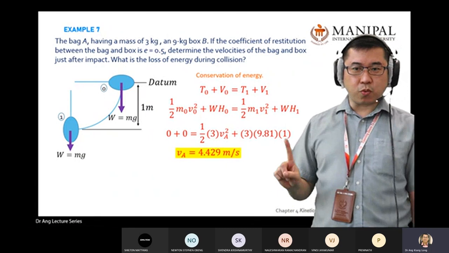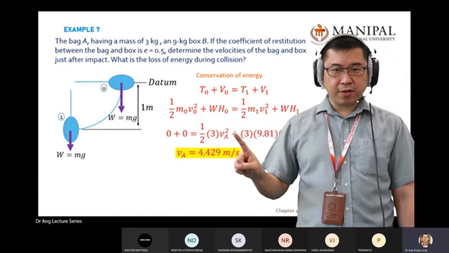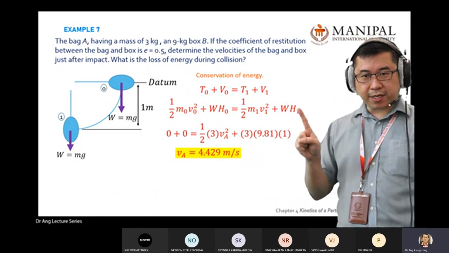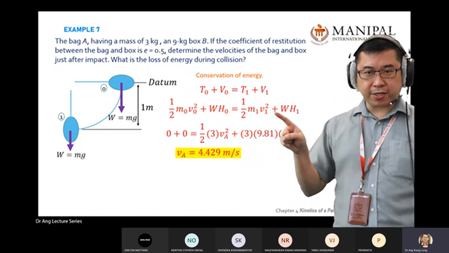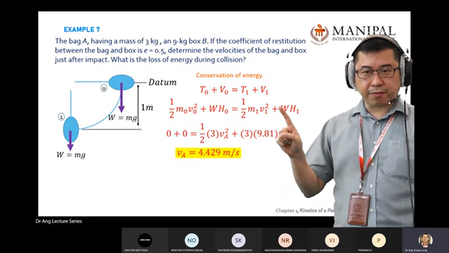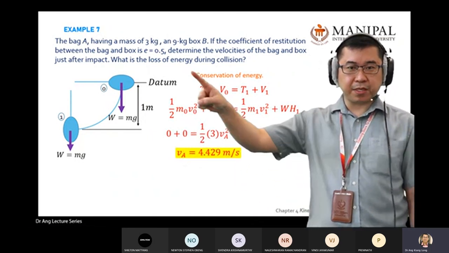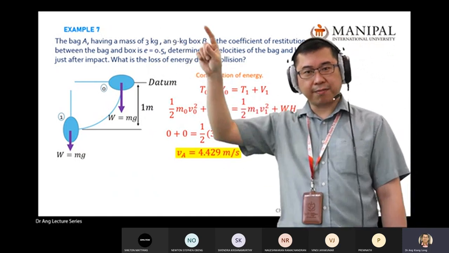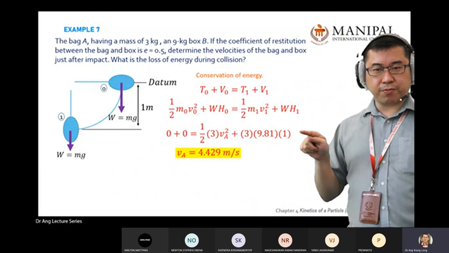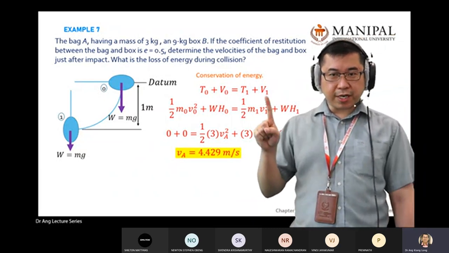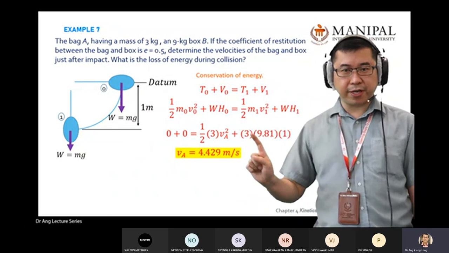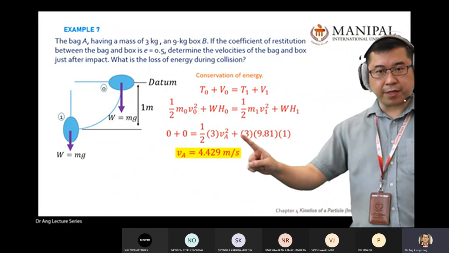It should be negative here, and this one positive, right? What is important is that this component, because it's below datum, has a negative potential energy. If it's above datum, then you get positive. We stressed this so many times in the potential energy chapter, so don't make this mistake anymore. I have a typo over here. It's not positive, it should be negative.